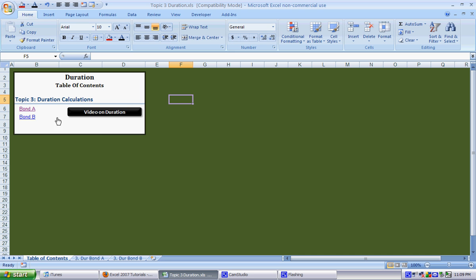Here we have two different bonds. This is coming from page 89 in Fabozzi. It says calculate the requested measures for bonds A and B. We're not going to actually do all of those, but we are going to do Macaulay and modified duration. So you should just take a peek at that problem. It's paid semi-annually. That's the important part that's not written here.